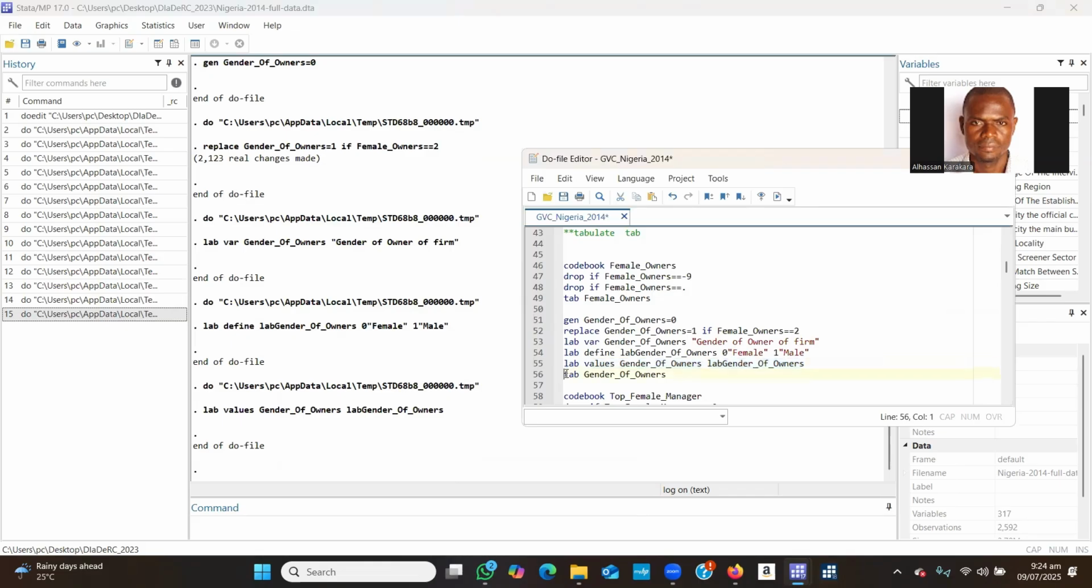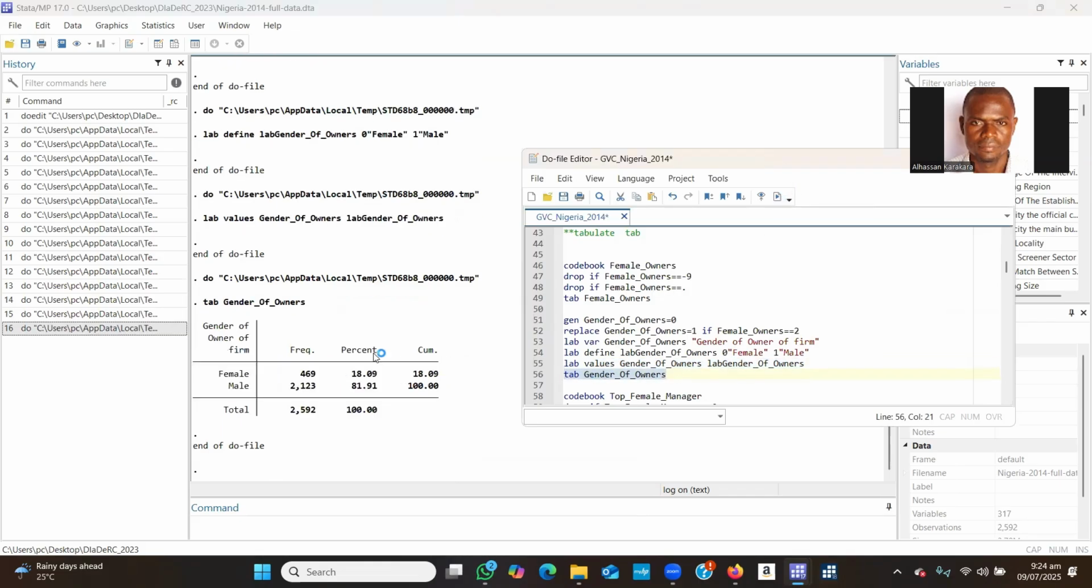So you can now go and tabulate the variable. You tabulate, and you now see that we have female and male. So your variable is now done. Female is 469.